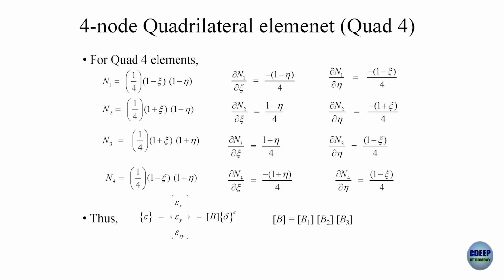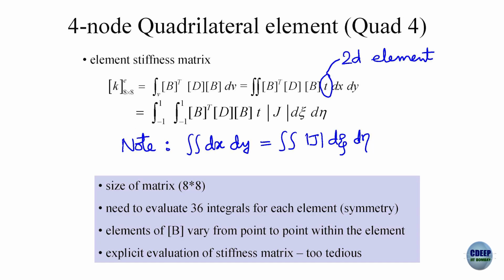Okay. Totally, I will get the 3 strains epsilon x, epsilon y, gamma x y in terms of the nodal displacements. That is our B matrix. From this B matrix, I will get the strains and then the stresses, the strain energy, what we have discussed right now. So, finally, the stiffness matrix will be this.